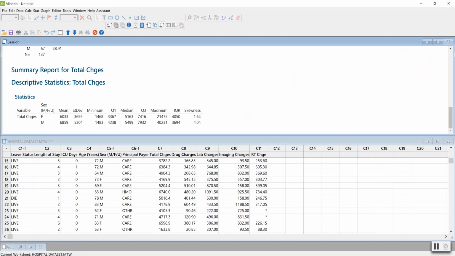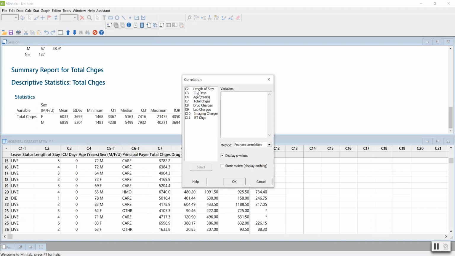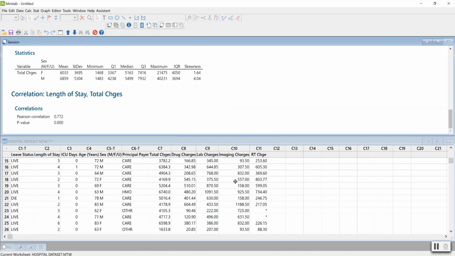We go into Minitab, we go to statistics, basic statistics, and way down here, you have correlation. Click on correlation, and we're about to analyze length of stay. Double click on this and then total charges. And then click on OK. And it generates an output for us. You can always copy this as a picture if you like and paste it in your report.